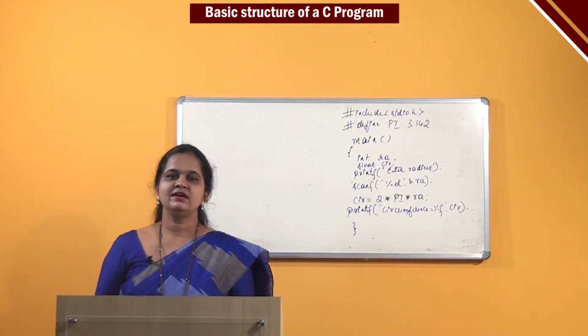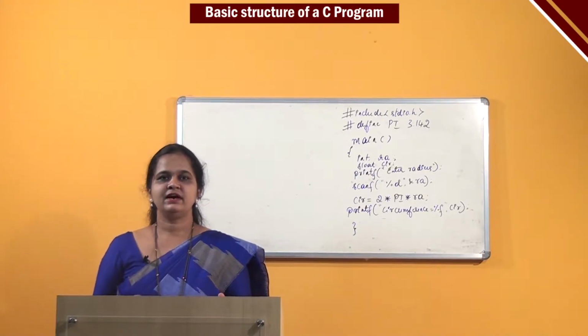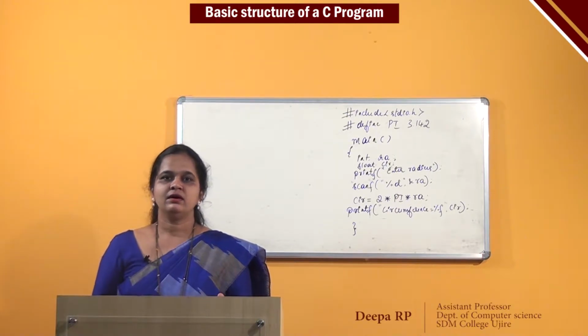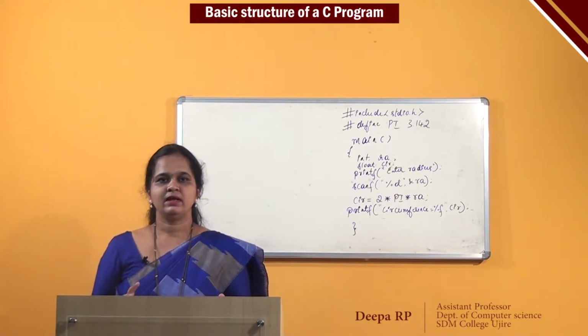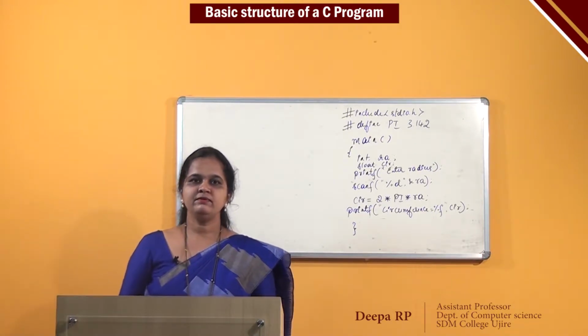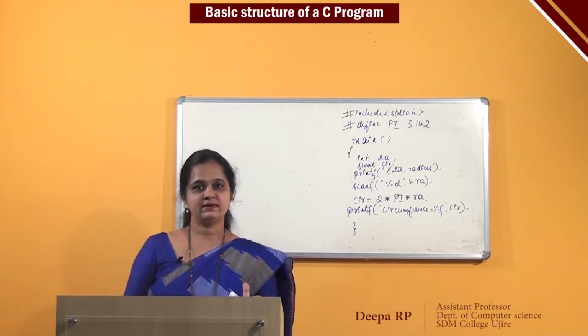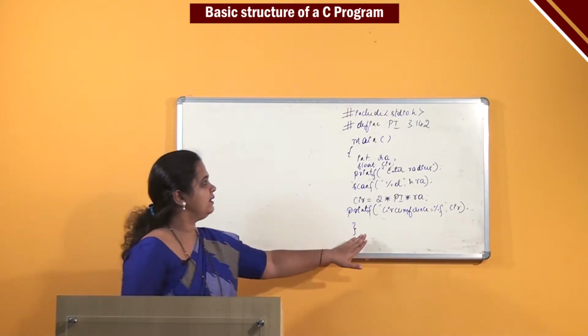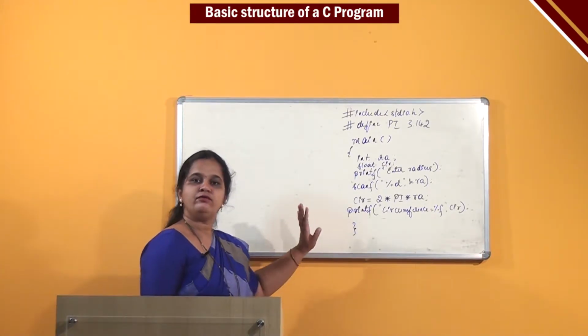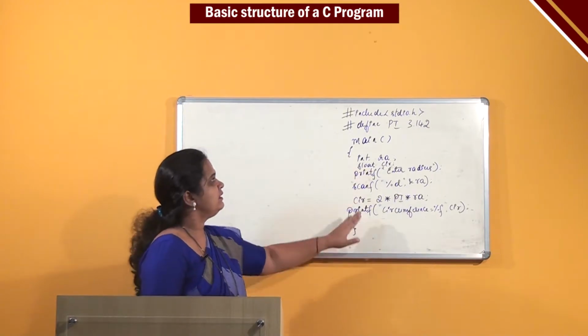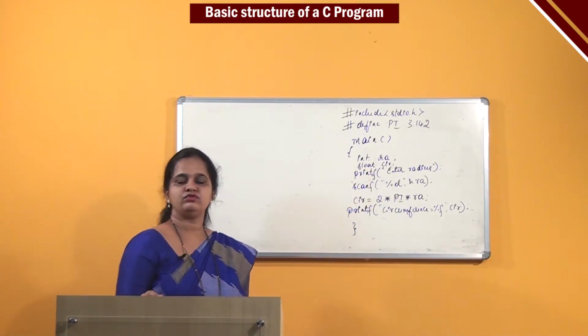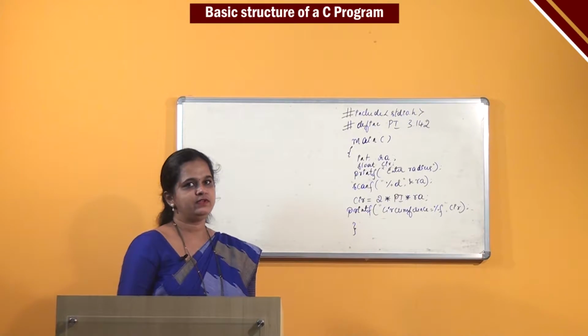Hello students. Today we shall see the continuation part of how to solve a problem with the help of C, that is using a design, that is a flowchart. In the previous series you have seen how we can convert a flowchart into a program. The example that I had taken was to find out the circumference of a circle.